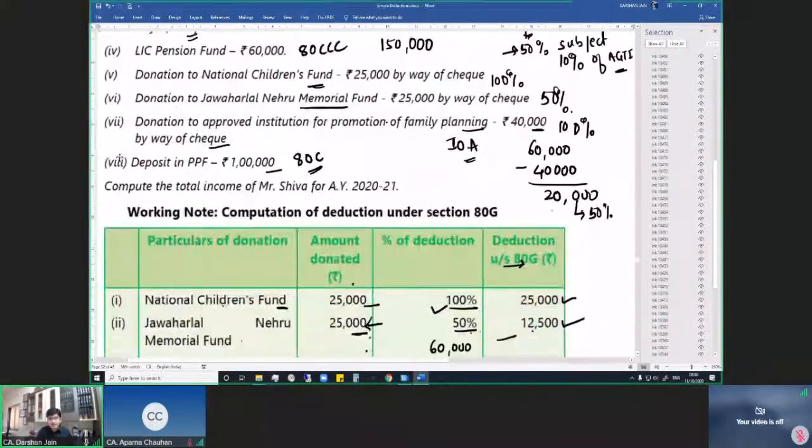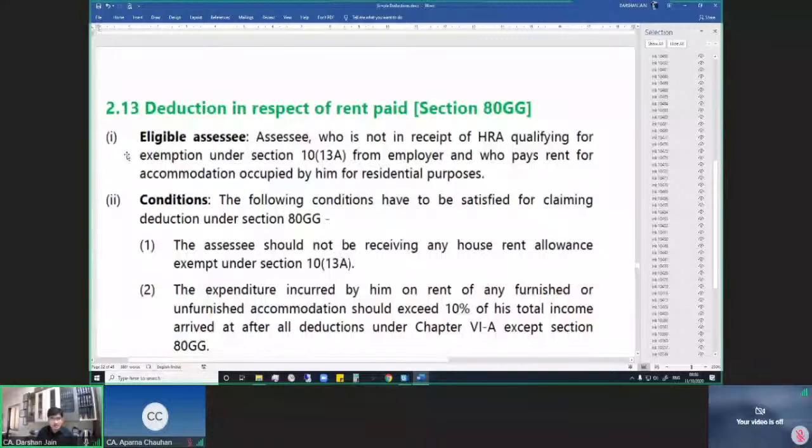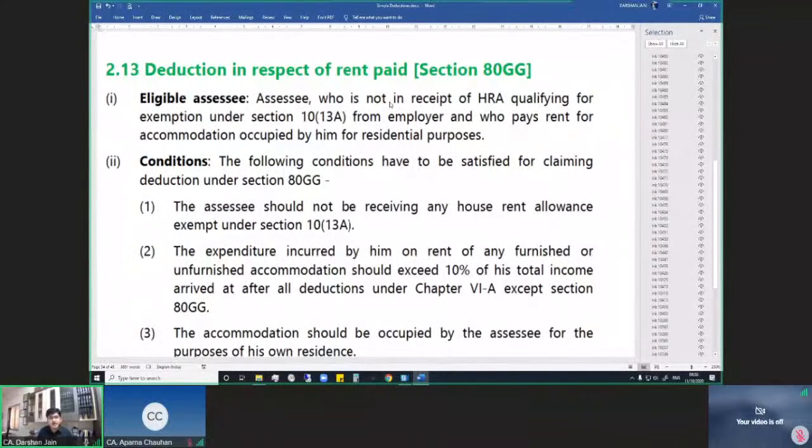So this is 80G. Let's move on to the next section, 80GG. Deduction in respect of rent paid. See what happens in case of a salaried employee. Generally a salaried employee receives HRA and he could claim exemption under section 10(13A) of the Act. However, mostly in case of a self-employed person or business people, they also pay rent, but that rent is not available as deduction to them under the head of business or profession, because it is personal expenditure.